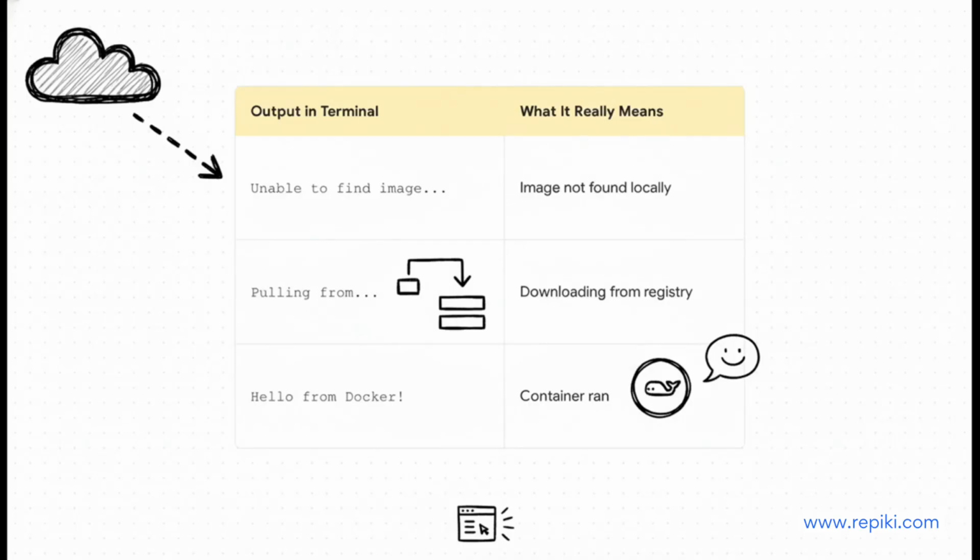Okay, so your terminal is going to spit out a few lines of text, and it's really important to know what they mean. First, "Unable to find image." That's not an error. That's just Docker saying, hey, I don't have this blueprint here, so I'm going to go download it. Then you'll see it pulling the image. And finally, you get "Hello from Docker." That's it. That's your proof of success. The container started up, did its one job, and printed that message.